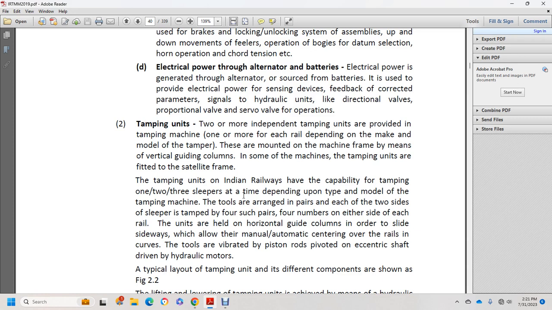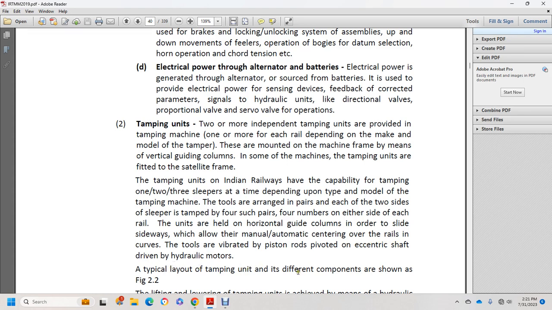The tools are arranged in pairs, one on each of the 2 sides of the sleeper, with 4 such pairs, 4 numbers for each side of the rail. Units are held on horizontal guide columns in order to slide sideways, which allows manual or automatic centering over the rails and curves. The tools are vibrated by piston rods pivoted on an eccentric shaft, driven by hydraulic motors.